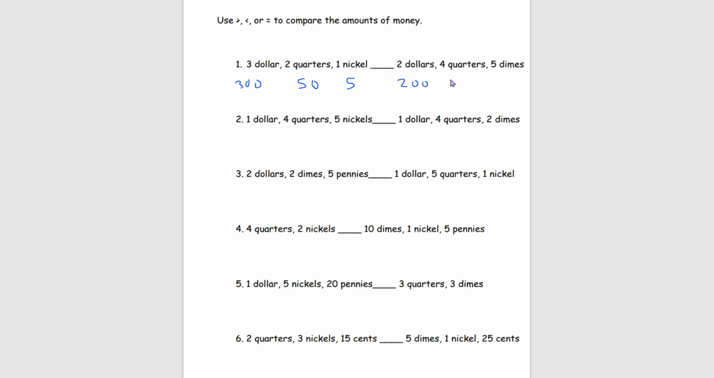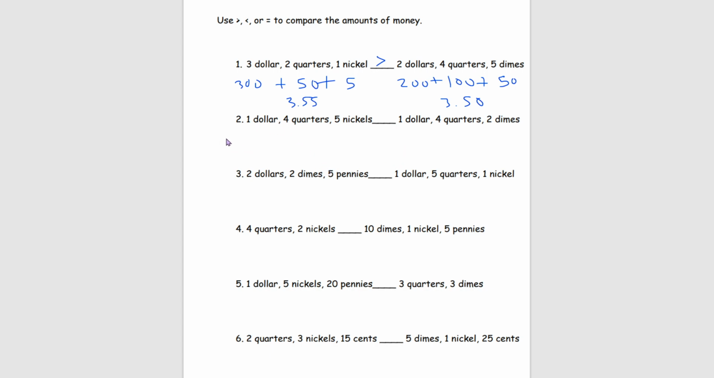4 quarters, 25 each, is equal to 100, plus 5 dimes, which is equal to 50. Now you can add these all up to compare them. 300 plus 50 plus 5 is $3.55. And 200 plus 100 plus 50 is $3.50, and we know that 355 is greater than 350, so we can write greater than for number 1.